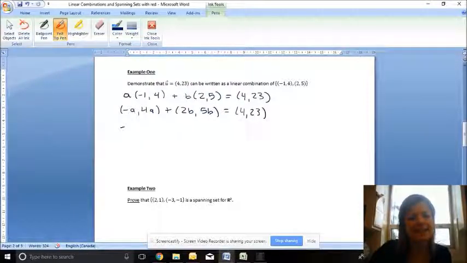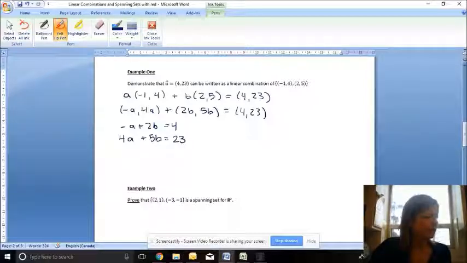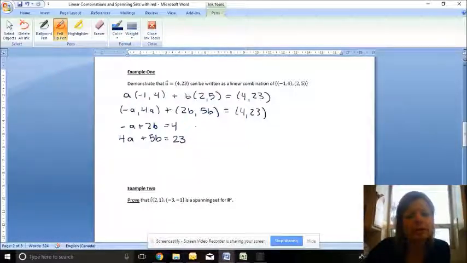So the x's would have to add to 4, and the y's would have to add to 23. So now this is just a grade 10 linear relations question. So you can use substitution or elimination.